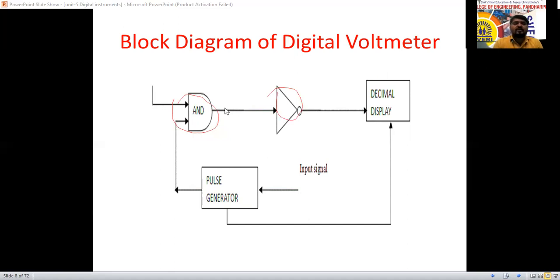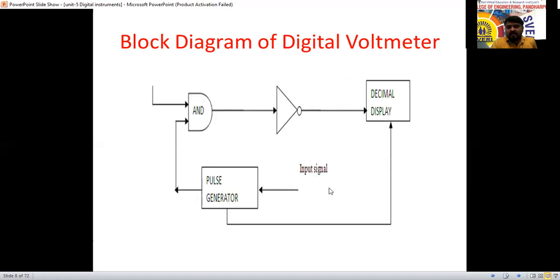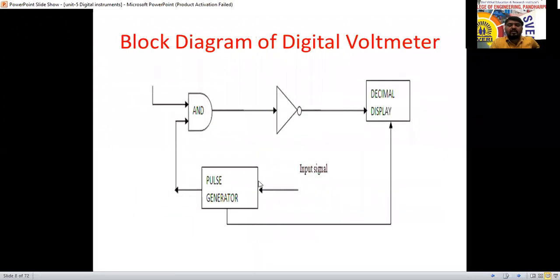So the input signal is there. First, it is basically the signal whose voltage we are going to measure, that one we have to give as the input signal here. Next one, the pulse generator, what is that one? Actually it is a voltage source, a source of voltage. Whatever the input signal is, it will give that to the AND gate here.